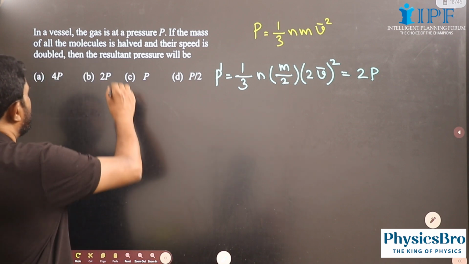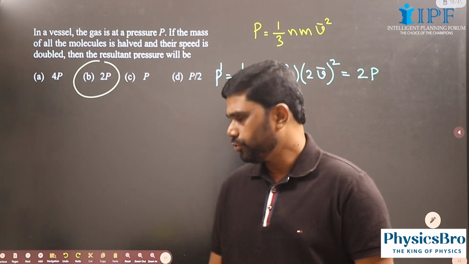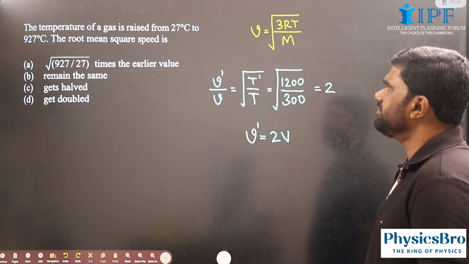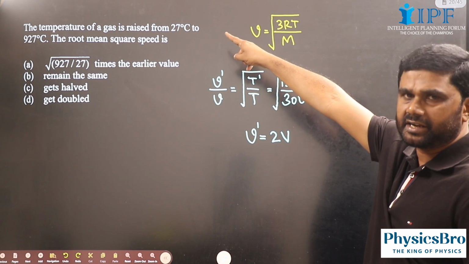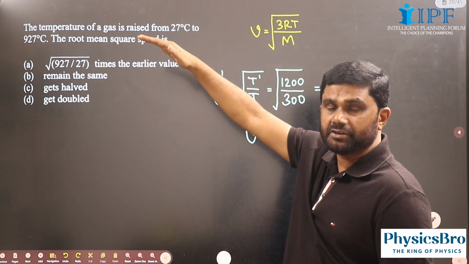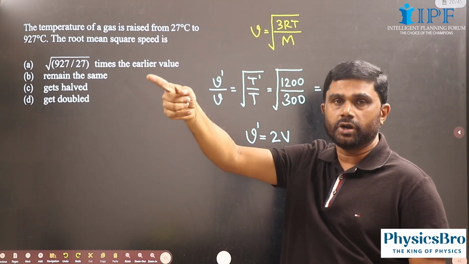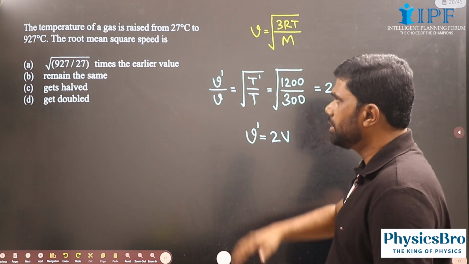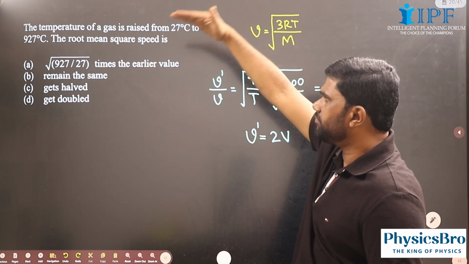Okay, so here we will get 4 and here we will get 2 in the denominator, so the pressure becomes 2 times or 2P. Okay, the temperature of a gas is raised from 27 degrees Celsius, that is 300 Kelvin, to 927, means 900 Kelvin more. So it will be 300 plus 900, that is 1200. Initial temperature 300, final temperature 1200.